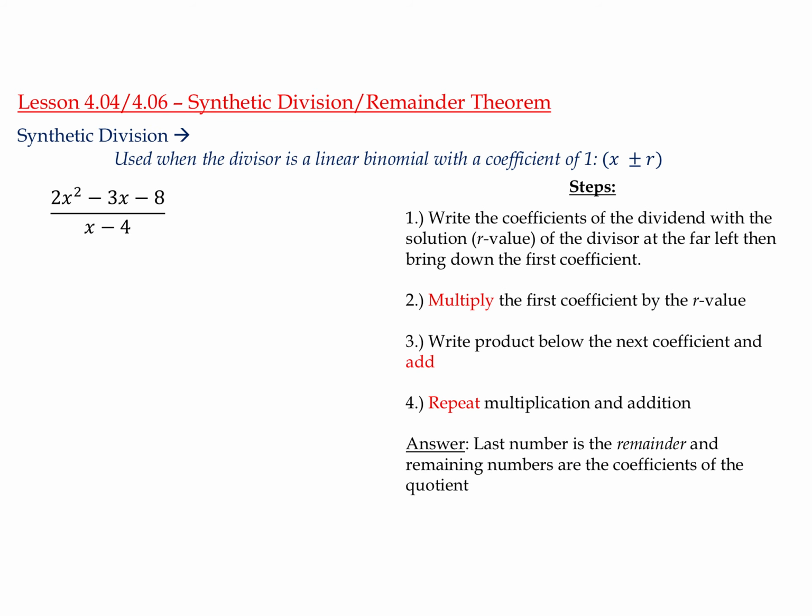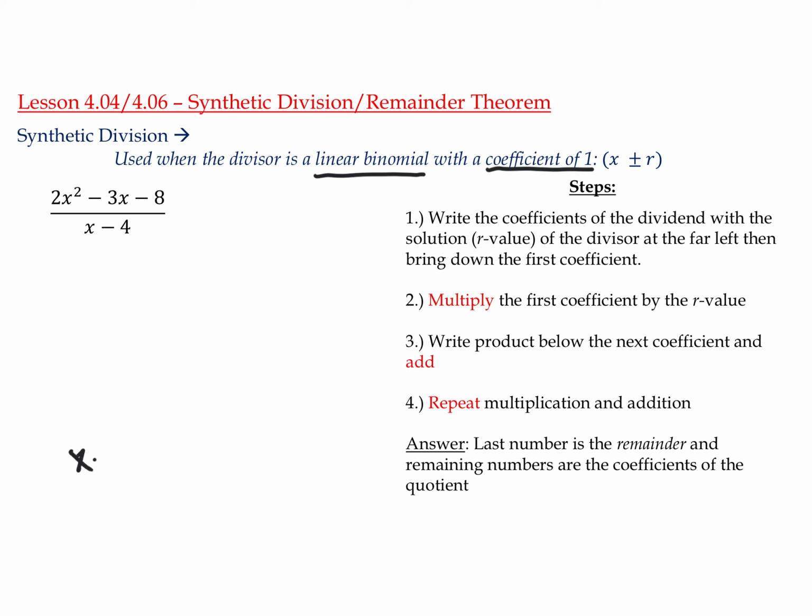All right, synthetic division cannot be used all the time. It can only be used when the divisor is a linear binomial with a coefficient of 1. So when I look at this divisor, x minus 4, it is a linear binomial, and it does have a coefficient of 1. That means it's to the first degree, and it has a coefficient of 1 in front of x. To do synthetic division, we are going to find our divisor, and to find our divisor, we can do two things.